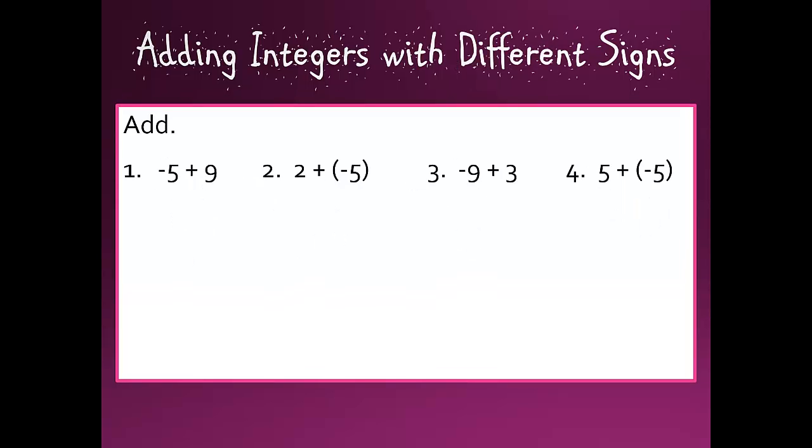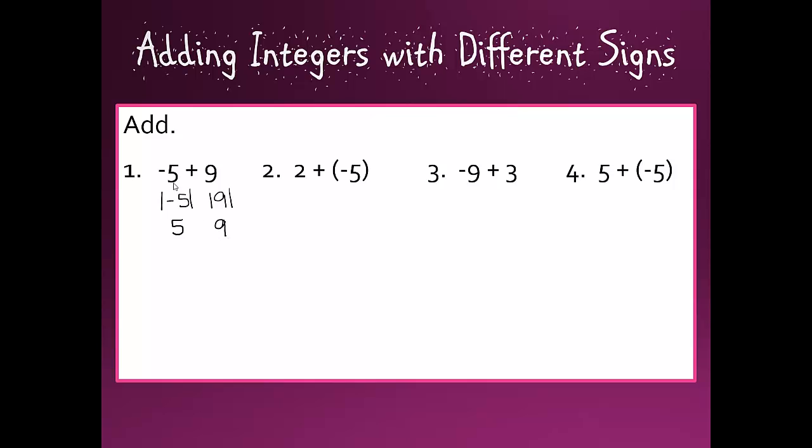Now we're looking at adding integers with different signs. So for each of these problems, we're going to add. For number 1, we have -5 plus 9. So once again, our first step is to find the absolute value of each of the integers. So absolute value of -5 is 5. And the absolute value of 9 is 9.